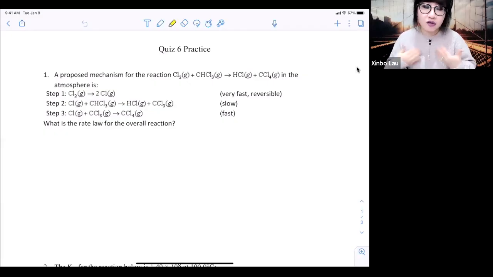I know this question itself is really just asking about the rate law for the overall reaction, but we're going to go beyond that. I hope you realize that every time I give you an example question, we're actually talking about everything around it. So this should be a good review for this concept.